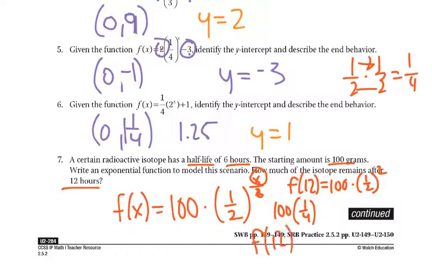So in 12 hours we would have 25. Because, think about it, after the first 6 hours, it'd be cut in half to 50 grams. After the second, it would be cut in half again to 25. Okay?